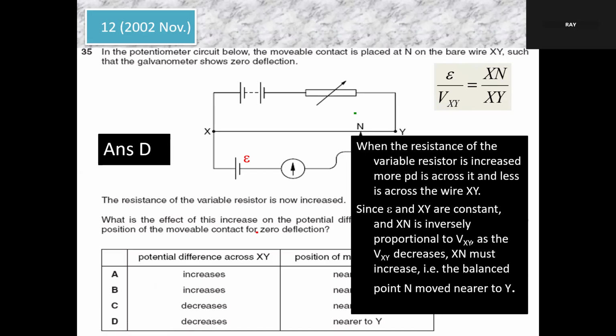Basically this is the source. We share the PD with this variable resistor and the resistor of XY. That's all. So if you increase this one, then more will fall across this variable resistor, less PD across XY. But this is constant, so you must move it towards Y.